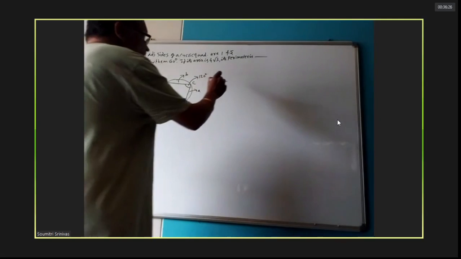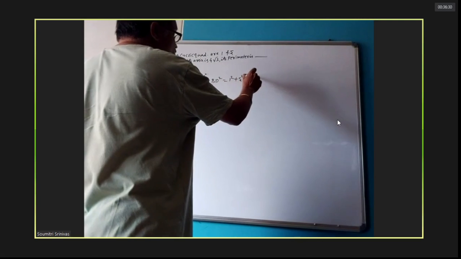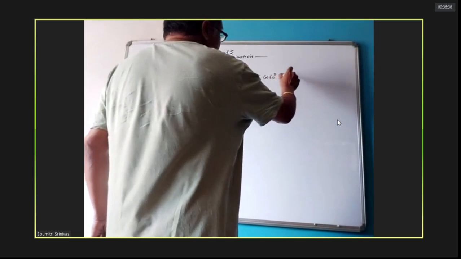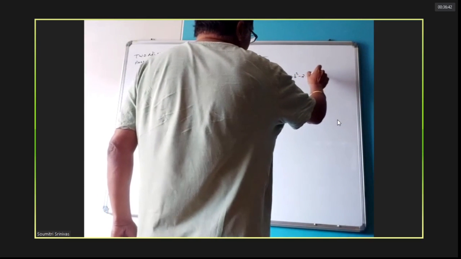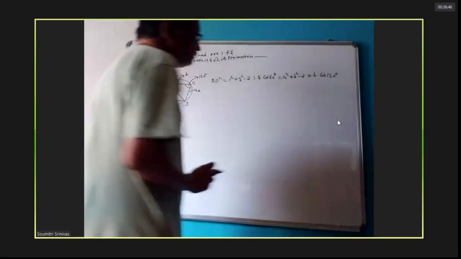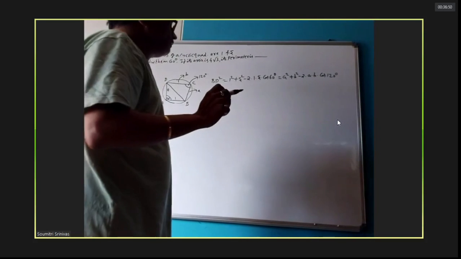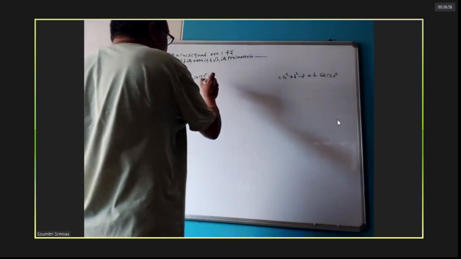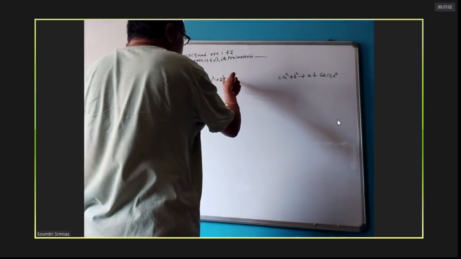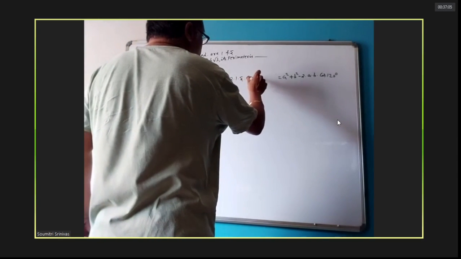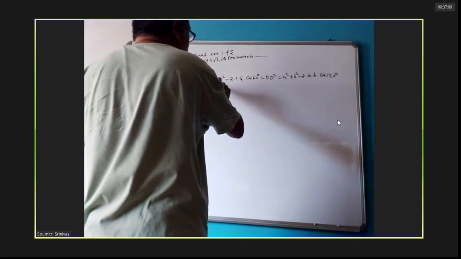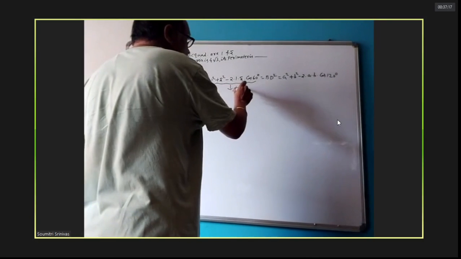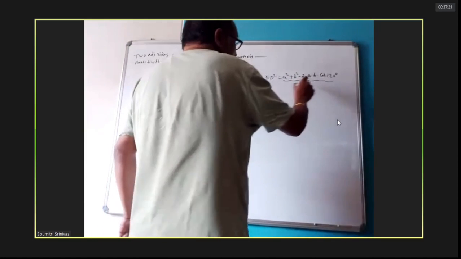Bolo. 2 square plus 5 square, minus 2 into 1 into 5 into cos... is equal to a square plus b square minus 2 into a into b into cos... Am I correct? Or put it this way. This is for what triangle, man?